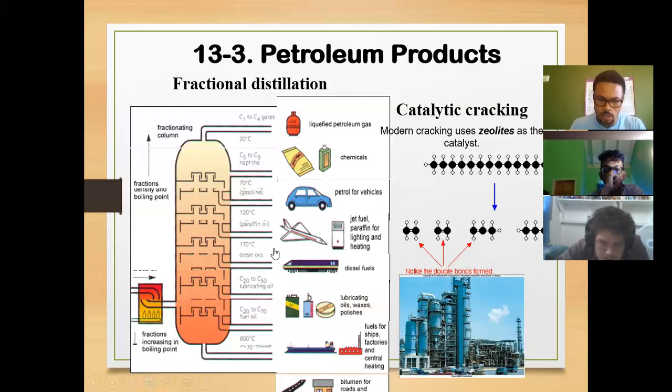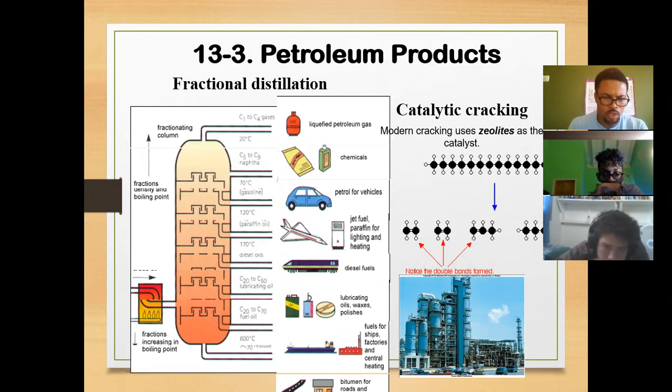Now, there's another process which you can use, and we call this catalytic cracking. All right, so cracking is another method. Anytime you have hydrocarbons with really, really long lengths, and you want to get shorter carbon chains, you can carry them through a process called cracking. So what cracking does, you have two types.